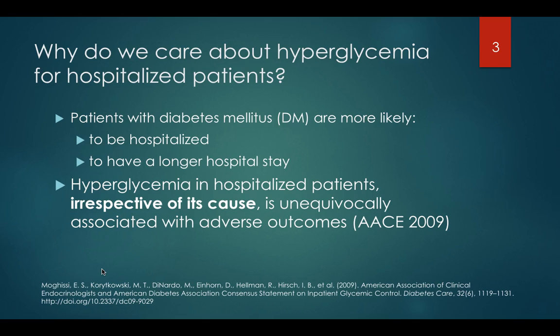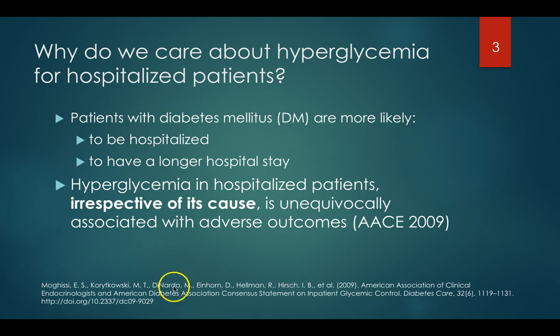Okay, so to start, why do we care about hyperglycemia in hospitalized patients? We know from literature that patients with diabetes mellitus are more likely to be hospitalized and they're more likely to have a longer hospital stay. We've actually looked at this data within our own population. What we've seen is that patients with diabetes who are uncontrolled are likely to have a 1 day additional length of stay compared to their non-diabetic or their diabetic but controlled counterparts.